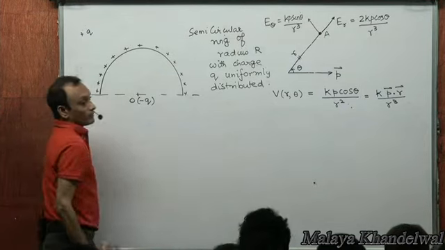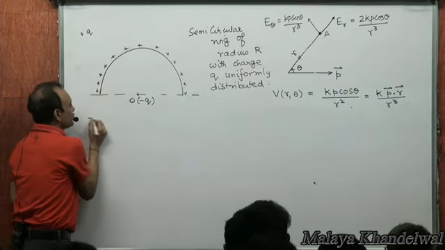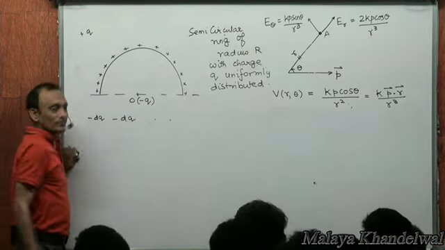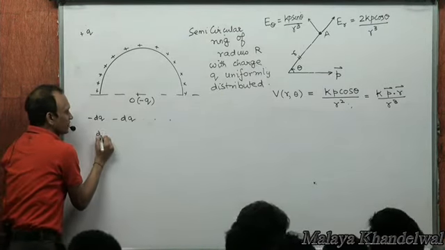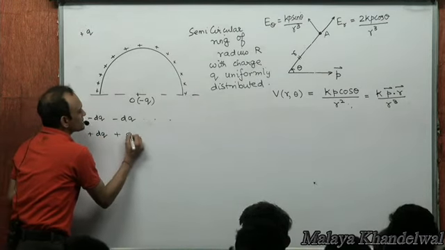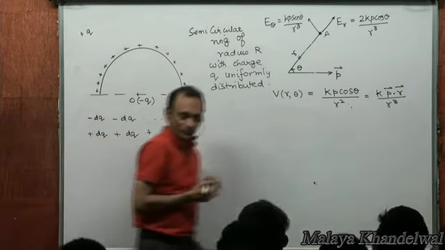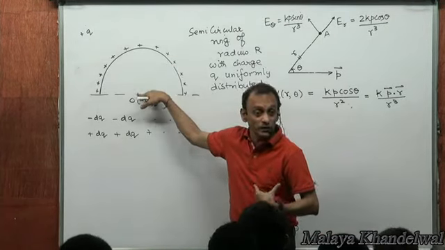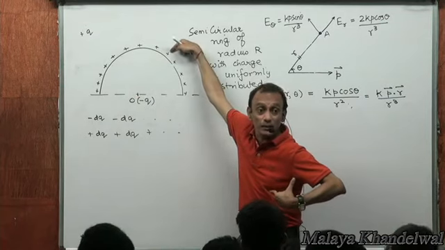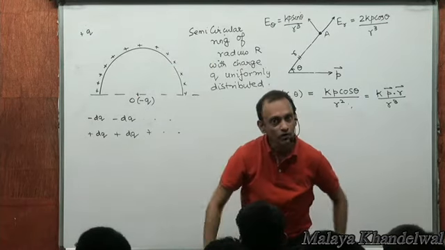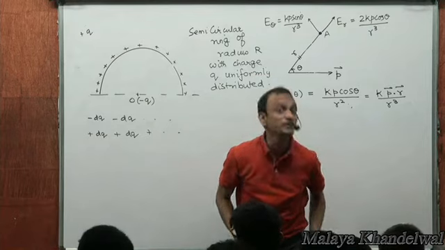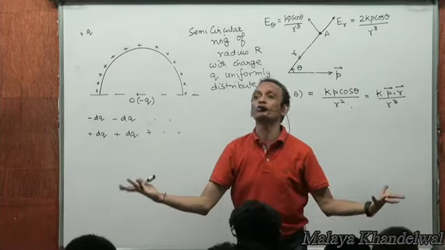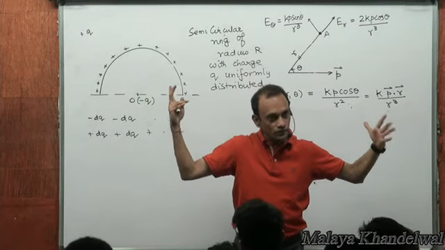Now, this minus q is like infinity of these minus dq's, and this plus q is like infinity of these plus dq's, yes or no? Which means each minus dq here can be paired with a plus dq to produce a dipole. We have infinity of dipoles here. I want to find the net dipole moment of all those dipoles. You know what I'm saying?